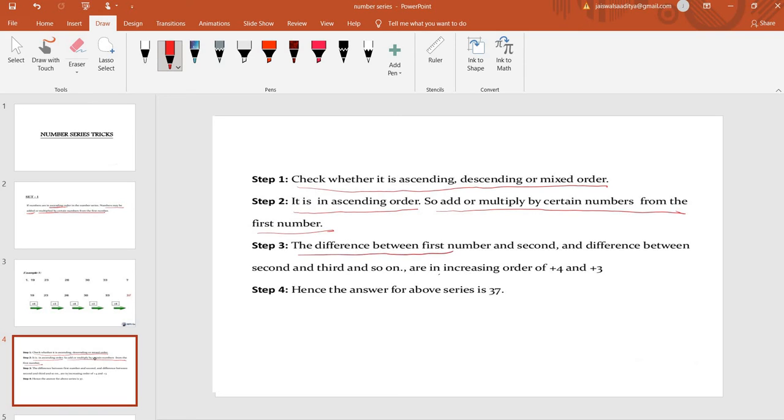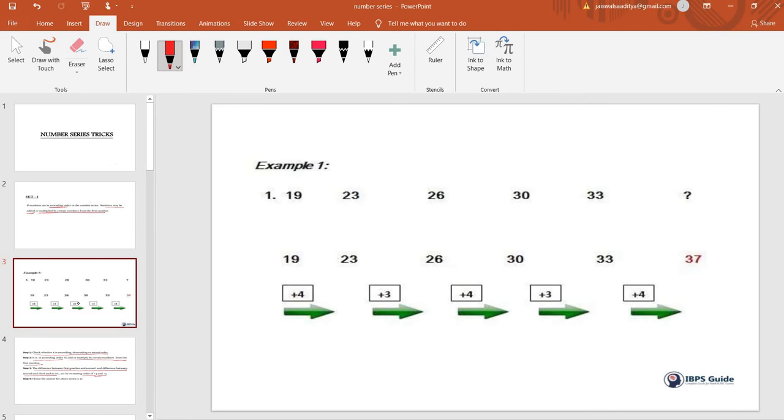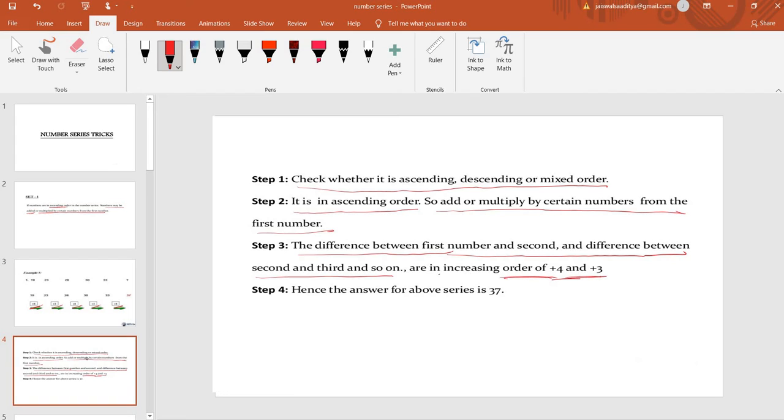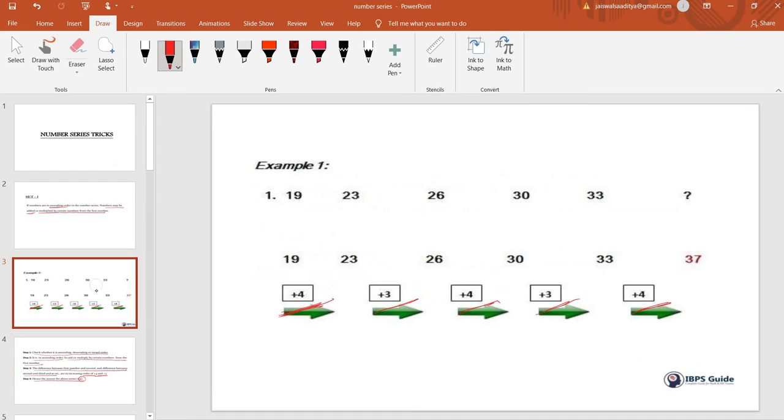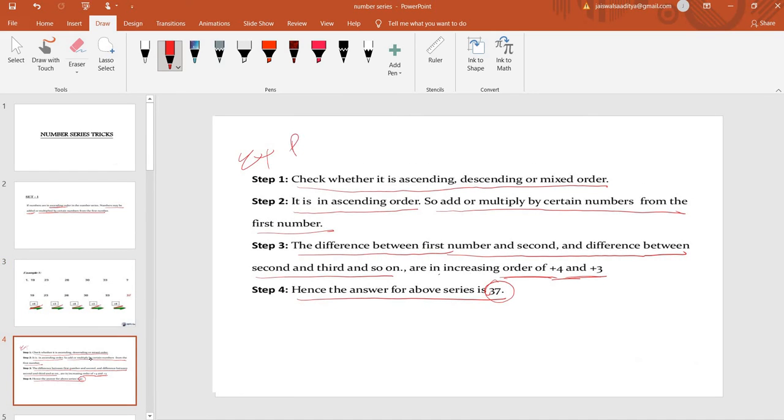The difference between the first number and the second number, and the difference between the second and third number, and so on, are in order of plus 4 and plus 3, as we have seen earlier: plus 3, plus 4, plus 3, plus 4, plus 3, plus 4. Hence the answer is 37. These are the steps written for the first example.